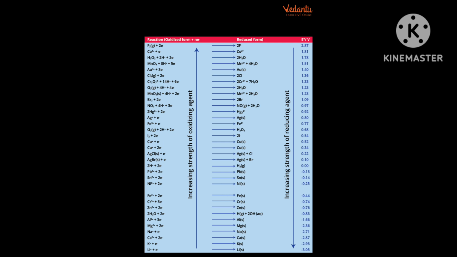Correct? This is a definition, flow of electron. There are two definitions, flow of electron or flow of charge. Both are called current only. But the direction of current is opposite, I told you.